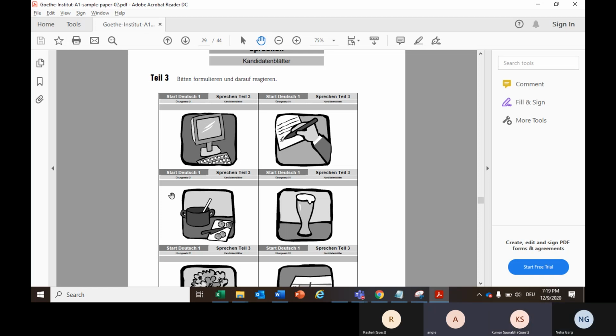It's not necessary that you have to ask a question. You can also frame a sentence so that the other person can react, like, please write a letter. Sie kann ihren Namen nicht schreiben. Kannst du ihr helfen? She cannot write her name like that. Can you help her? Kannst du ihr helfen?